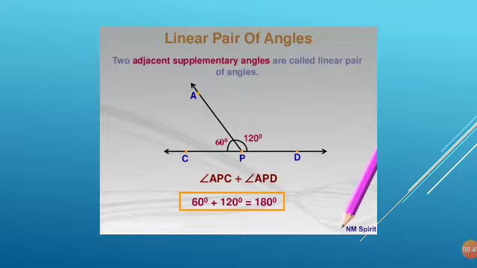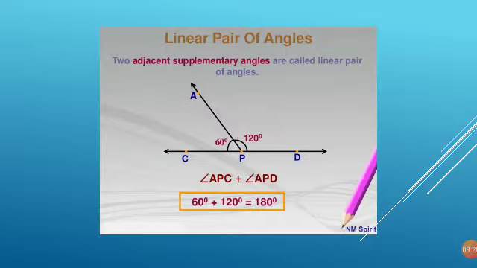P to A. One line is drawn, with side angles of 60 degrees and 120 degrees. So angle APC is 60 degrees, angle APD is 120 degrees. Adding the angles, we get a value of 180 degrees. That is called a linear pair of angles. Two adjacent supplementary angles are called a linear pair of angles. The sum of a linear pair of angles is always 180 degrees.